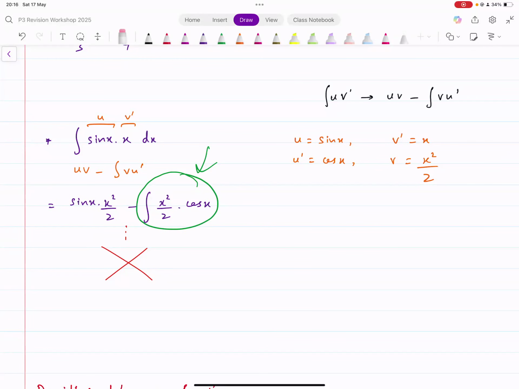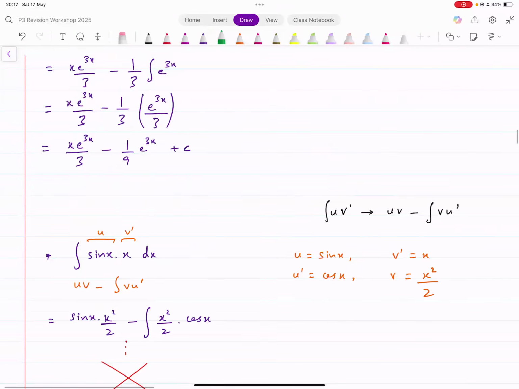You started from sine x into x. That's what you started from. In the next step, you're getting x squared into cos x. So the power of x is actually increasing. The integral is becoming more complicated. So that means you're not going in the right direction. There's something wrong. So in such cases, it's important to know which one you should be taking as u, which one you should be taking as v dash.